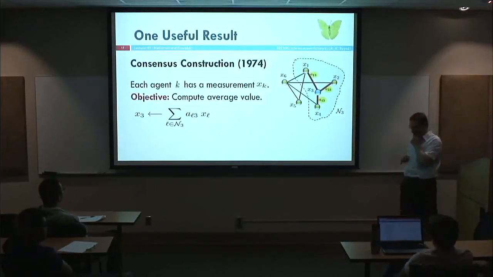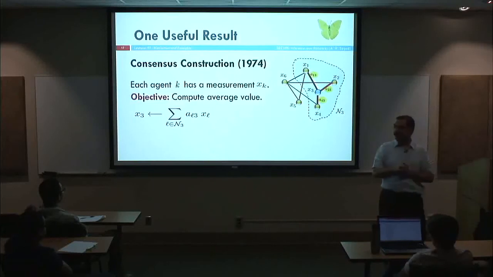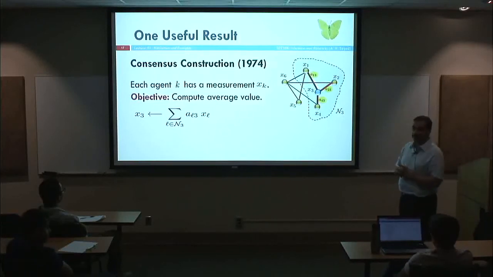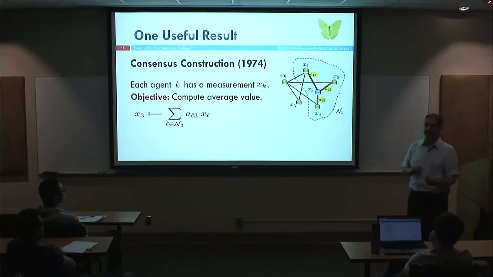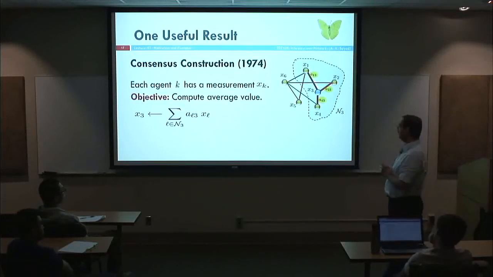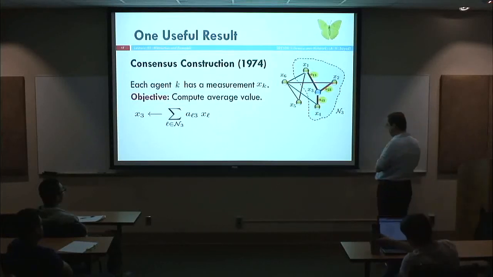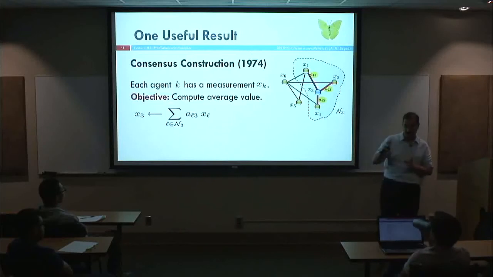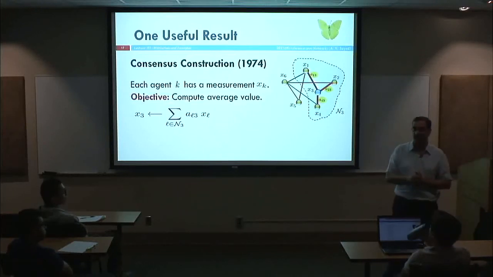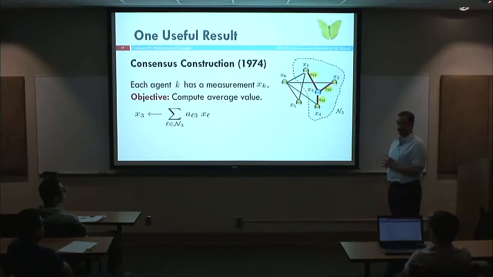Now, one of the earliest algorithms that helps illustrate what you can do with distributed processing, just to get a little bit more technical so that you see where we are going, is the consensus construction. This algorithm was proposed in the mid-1970s by DeGroot. You have the reference in my notes. We'll be studying it in greater detail later in this course, but for now I just want to motivate it, just to show you what you can do with distributed processing.